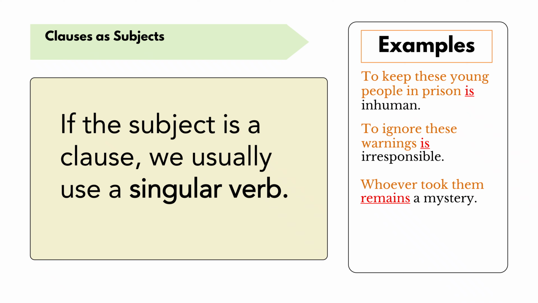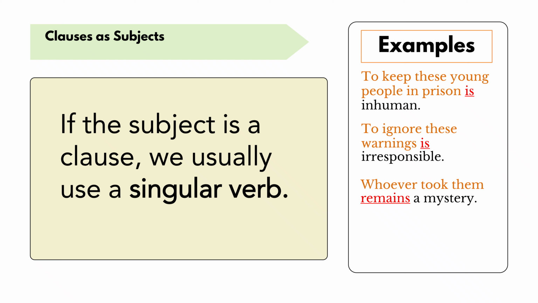Now, why are we using is and not are? We're talking about people being in prison. That's like a group of people, more than one. No, but we're talking here about the idea of doing something, the behavior, the practice. To keep these young people in prison is inhumane. Think about it as being a judgment or giving a statement.